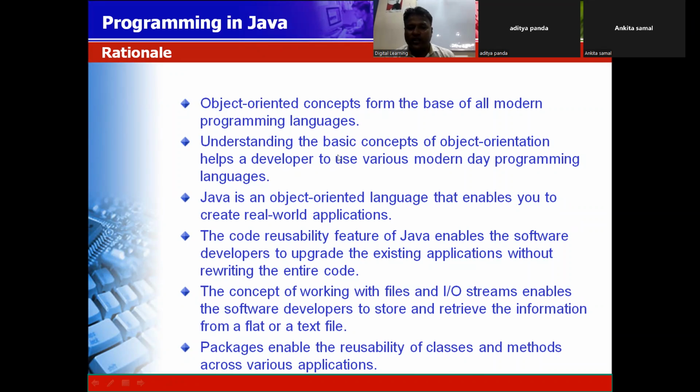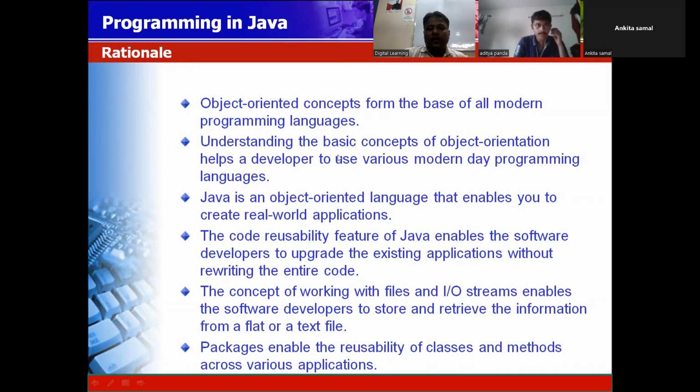Object orientation is a concept that forms the base of all modern programming languages. Earlier, the programs we used, like C programming and C++ programming, had a structural approach.